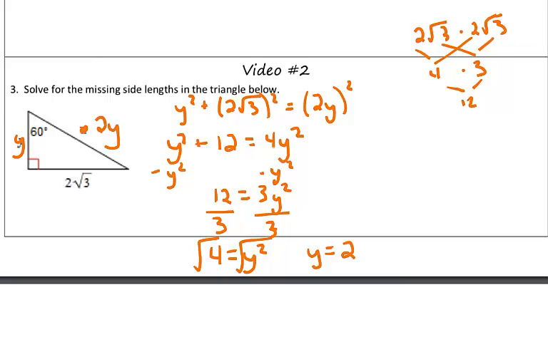But remember, not all of us remember those shortcuts. So y is equal to 2, which means that the hypotenuse is 2 times y, or 2 times 2, which is 4. So this is a different approach. Yes, it may be a little bit longer, but does it get you to the same answer? Absolutely. So you can take either method. It's up to you. Nice work.